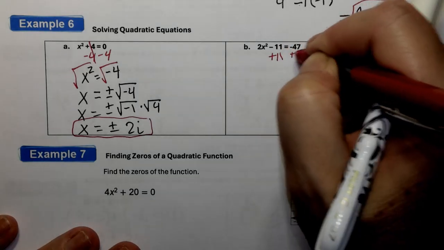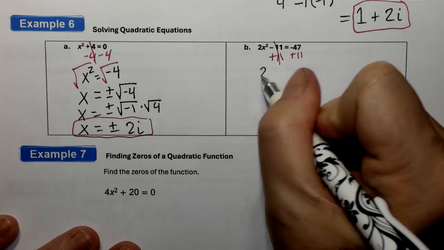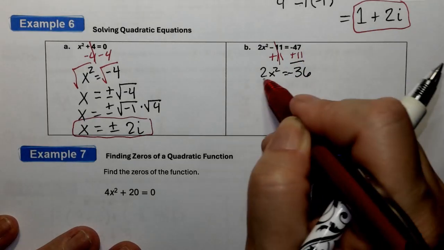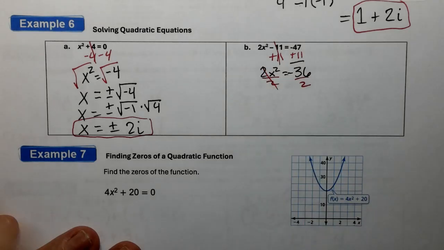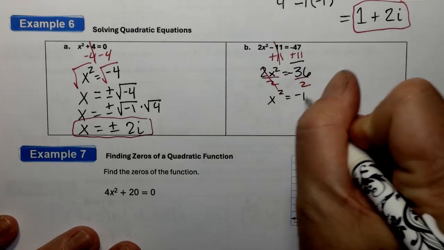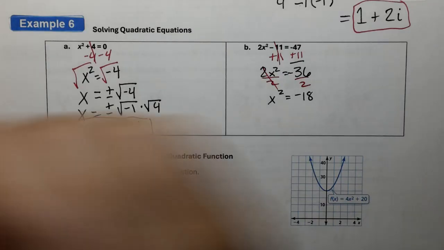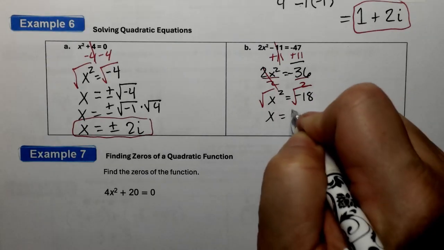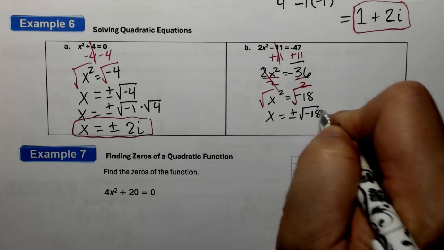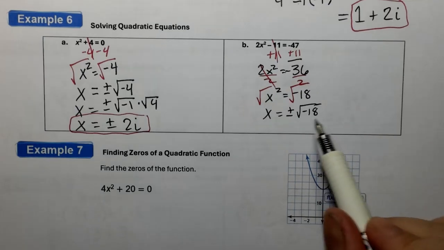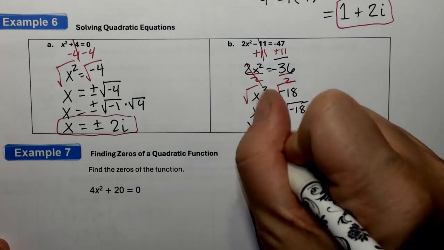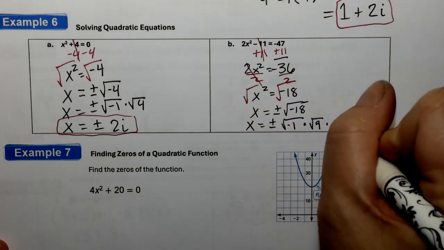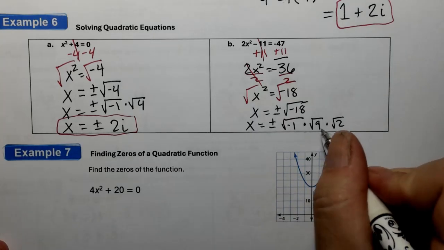All right, so plus 11 on both sides. That leaves us with 2x squared equals -36. Then we're going to divide both sides by 2. And we're going to get x squared equals -18. So here's where we are going to now take our square roots. So now we have x is equal to plus or minus the square root of -18. So we can actually break -18 up. We're going to break it up into -1 times 9 times 2, because 9 is my perfect square.